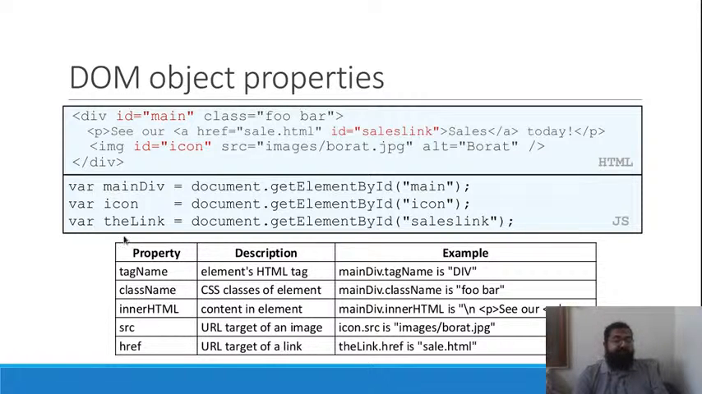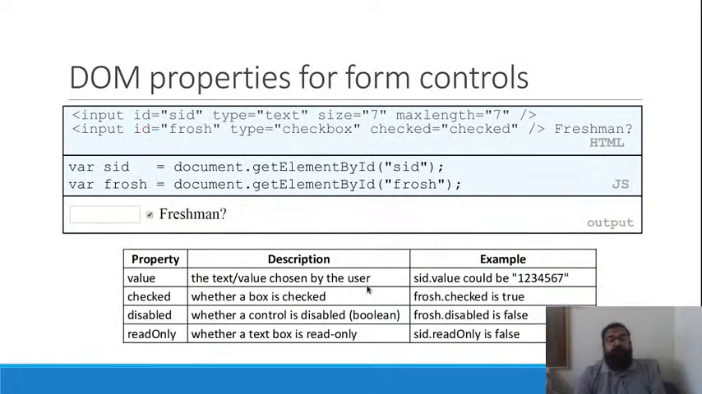Okay, so src, for example icon.src will be the URL for a particular image. And href will be a URL for a particular link.